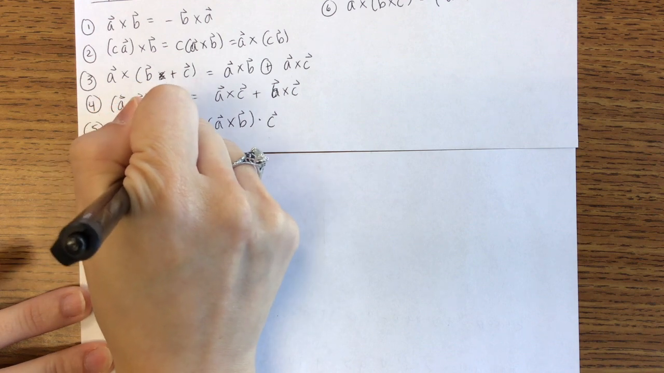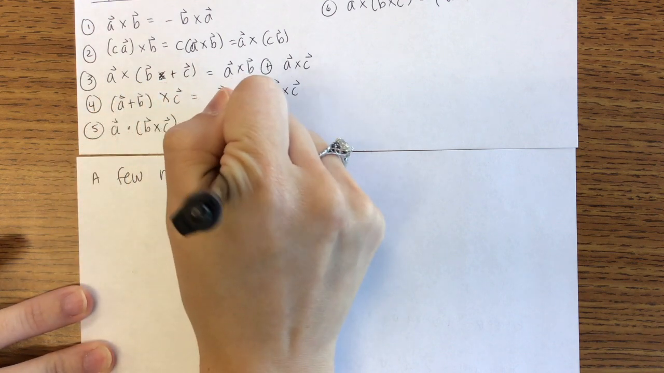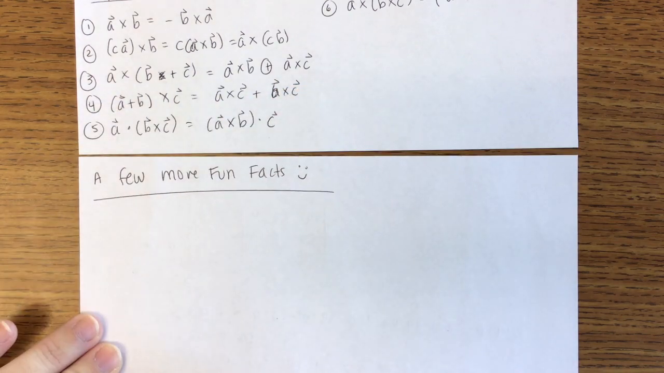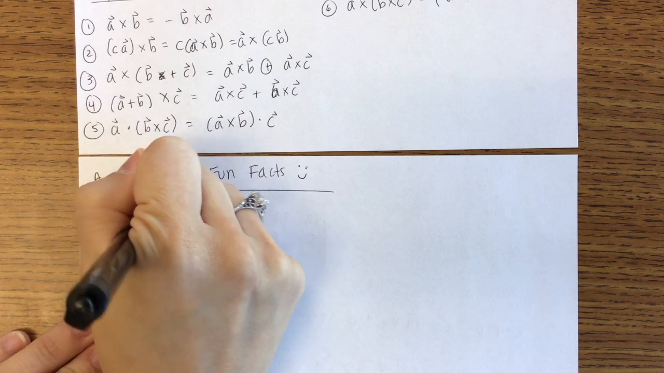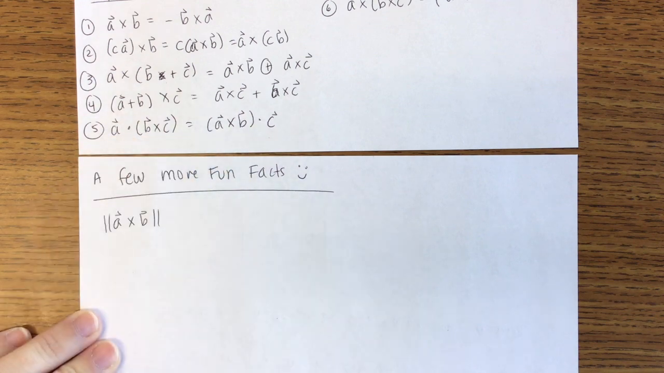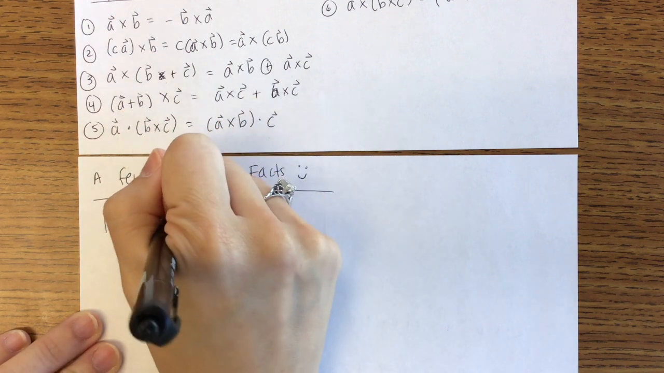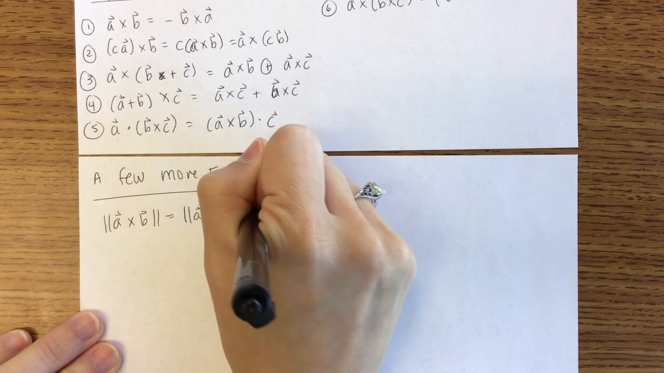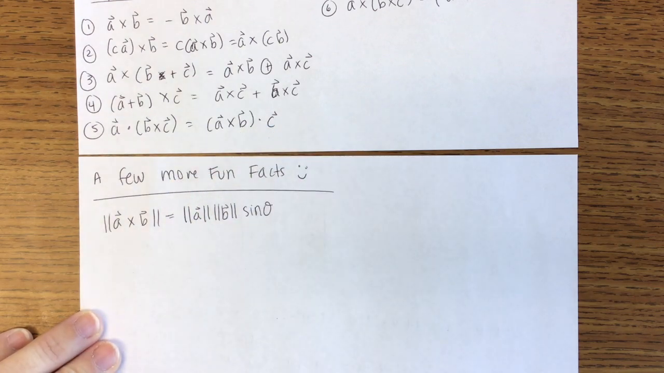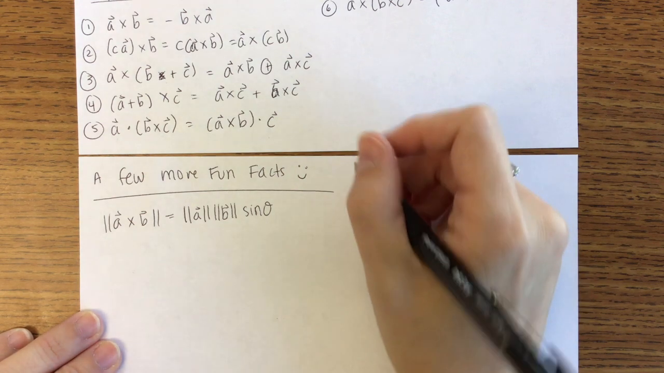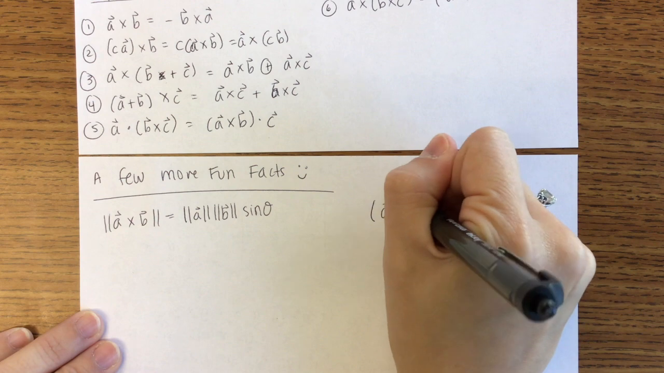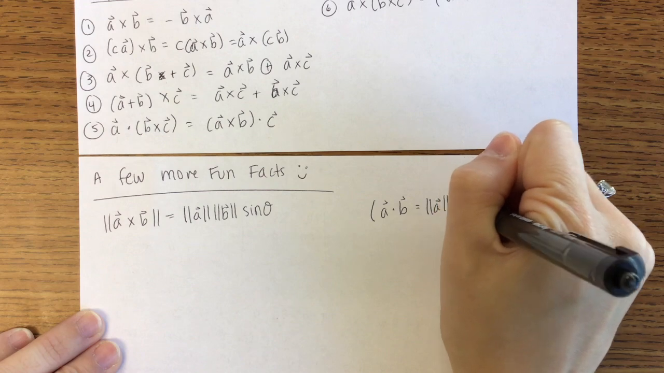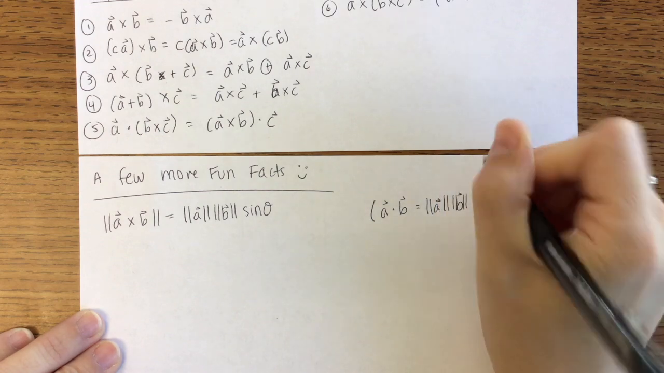I have a few more fun facts for you. First one is if I take a cross b, and then I take the norm of that vector, that's going to be the same as the norm of a times the norm of b times the sine of theta, the angle between them. Now, remember from last section that a dot b is the norm of a times the norm of b times cosine of theta.